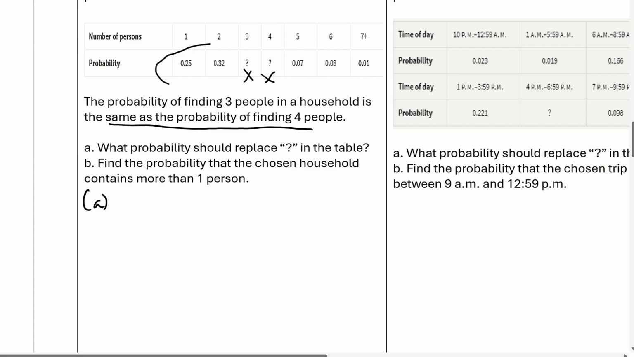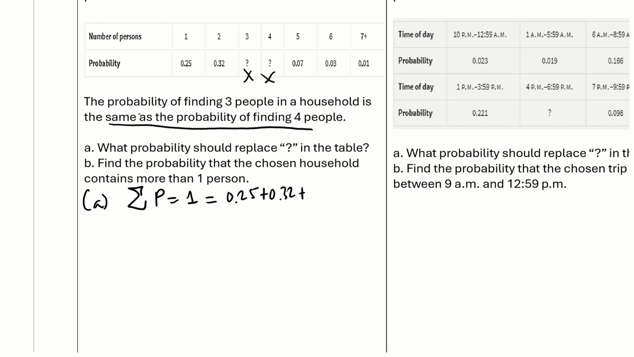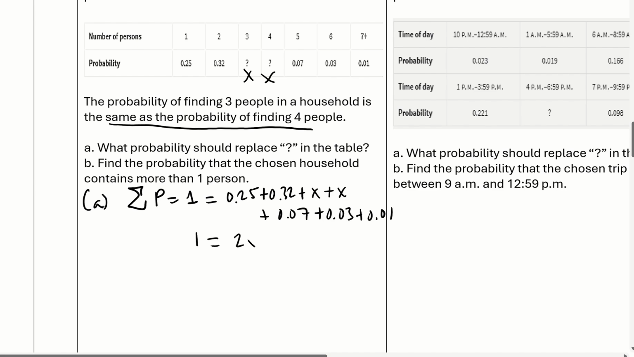Remember, the probabilities need to add to 1, right? So we're going to add the probabilities and they should add up to 1. So the sum of the probabilities is equal to 1. So let's add them up. So we got 0.25 plus 0.32 plus 2x, right? x plus x, plus 0.07 plus 0.03 plus 0.01, and they should equal 1. So we get 1 is equal to 2x plus, and then we can just add those numbers.